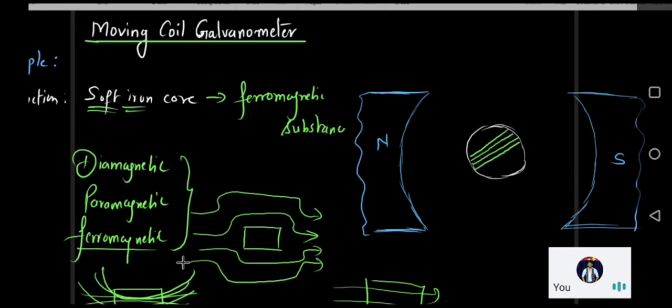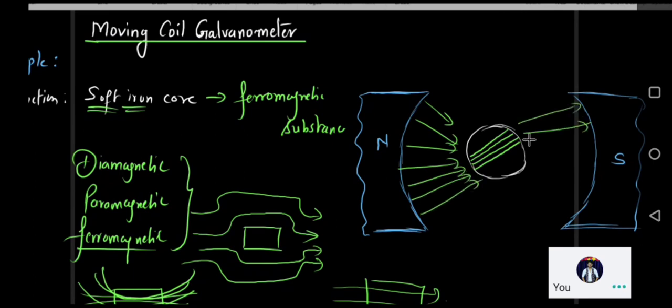Now what is the advantage? Supposing the magnetic field is coming from here, what is this soft iron going to do? This soft iron is going to attract all the magnetic field around it in its direction, and it will pass out like this. So all the magnetic field will be concentrated through this magnetic core. But what is the use of concentrating? This is done to increase the strength of the magnetic field.